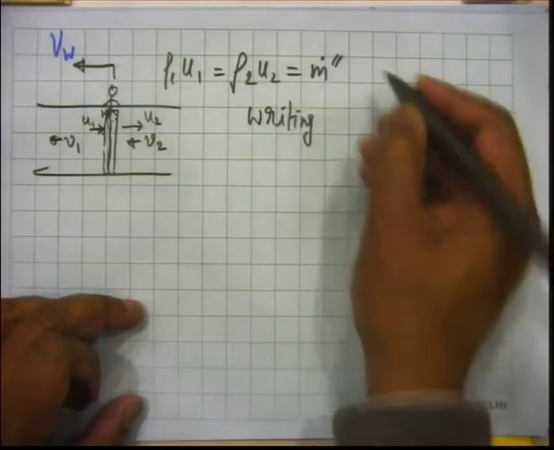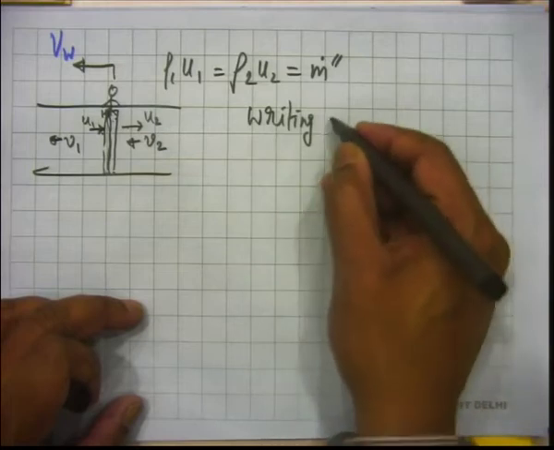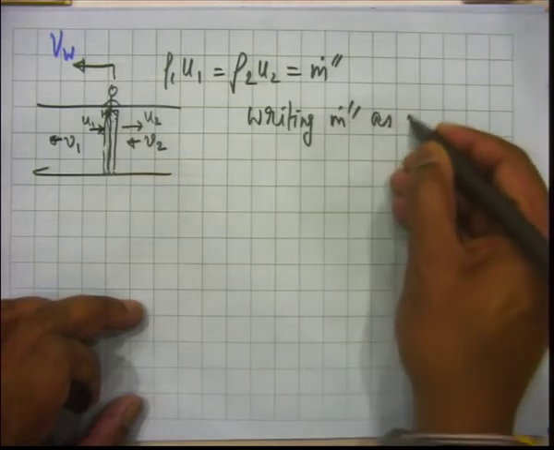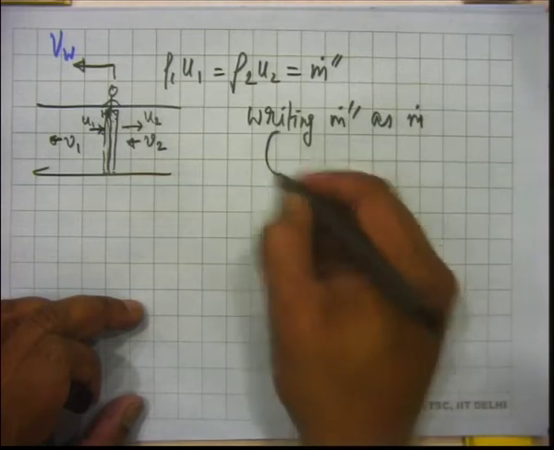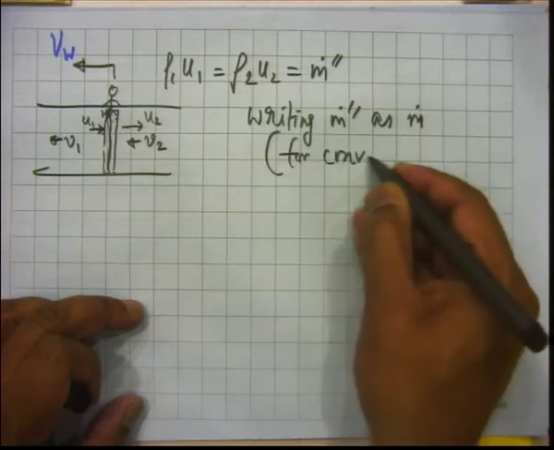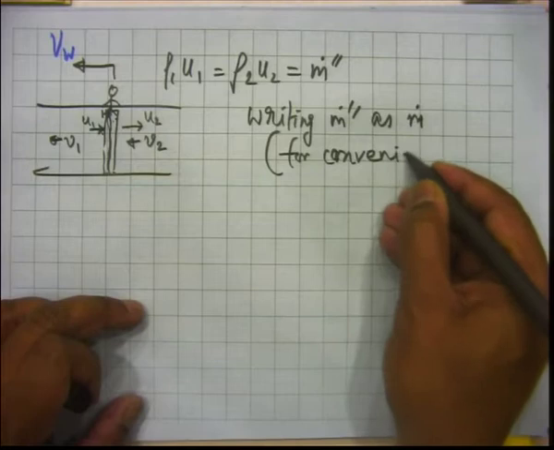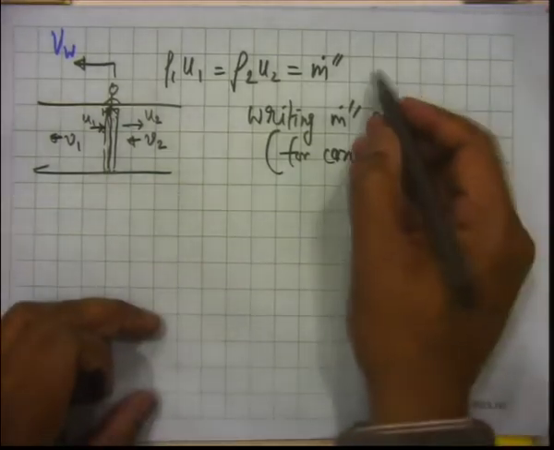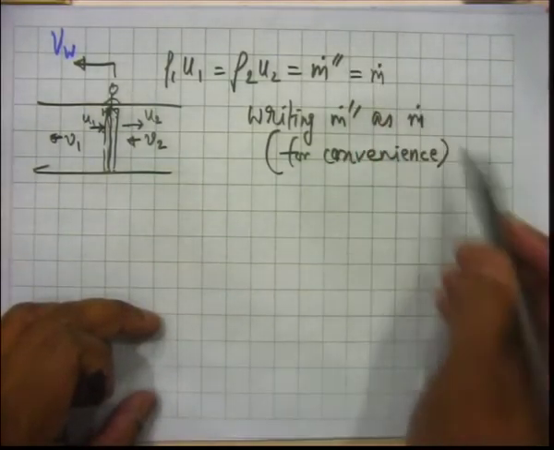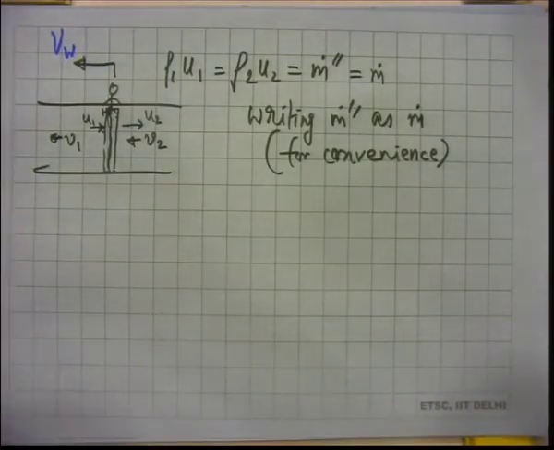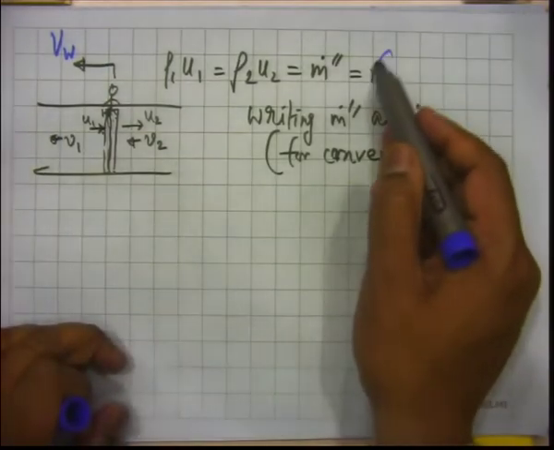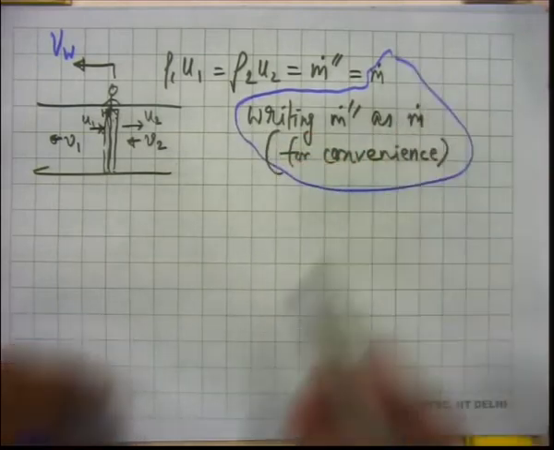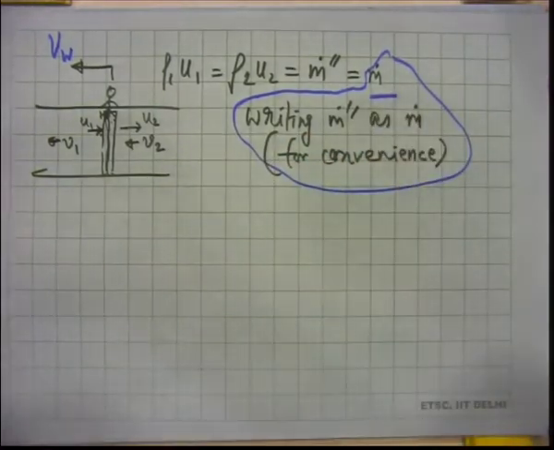So let us write this one m dot double prime, and then say writing m dot double prime as m dot for convenience, nothing else, because otherwise I will have to keep writing this double prime everywhere. That is the only reason. So if we do that, then this is m dot. Okay. So this is a steady situation, and that's why rho 1 U1 equal to rho 2 U2.